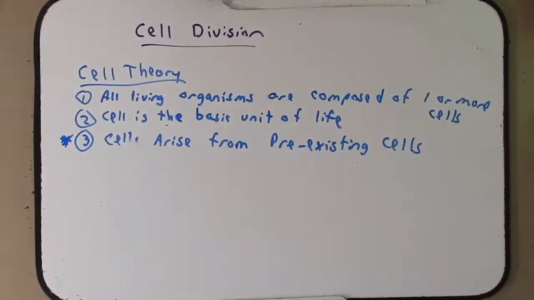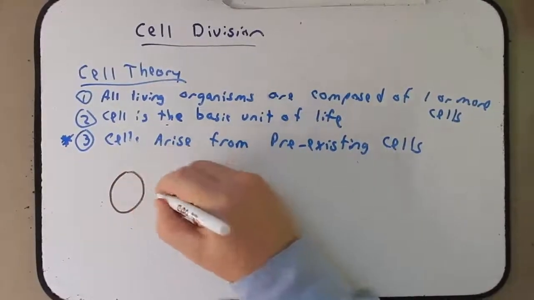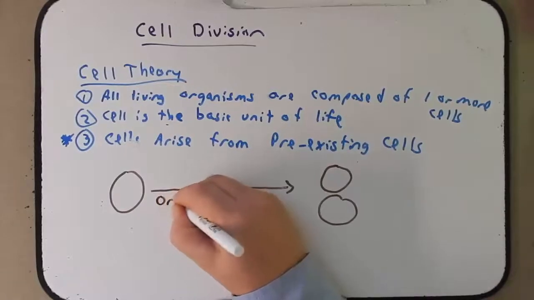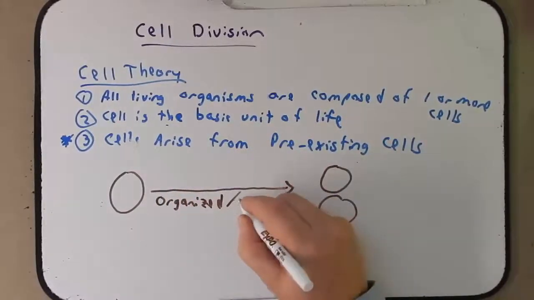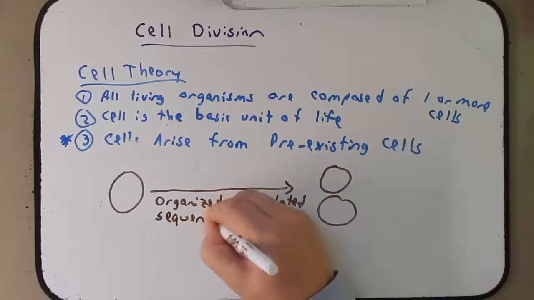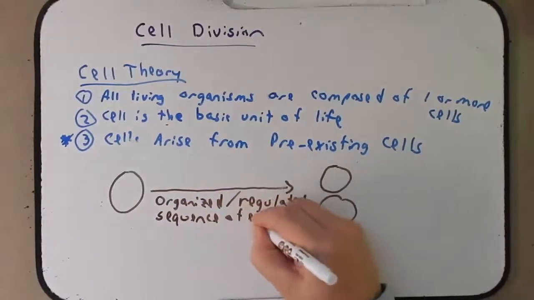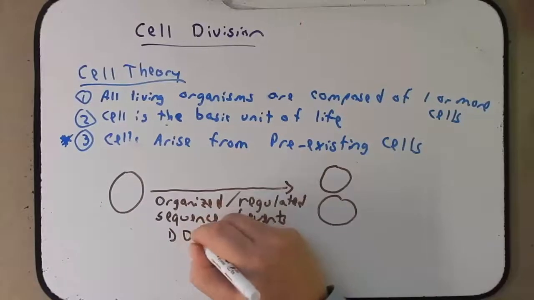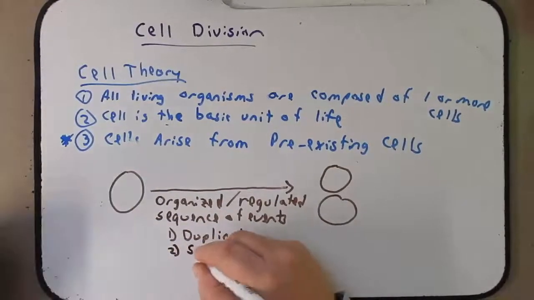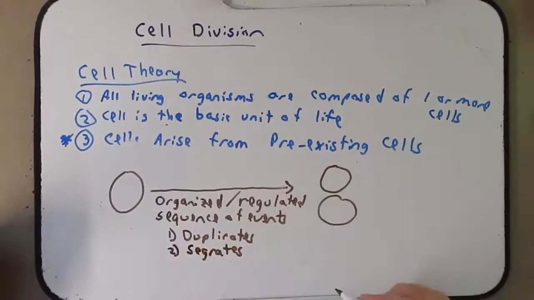How is it that we're going to go from one cell to two cells? We're going to talk about how this is a very organized, regulated sequence of events that does several things. It duplicates the DNA and all the other stuff in the cell, and then segregates it to two cells.